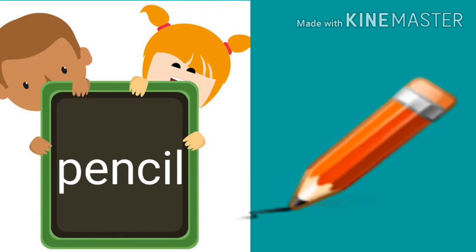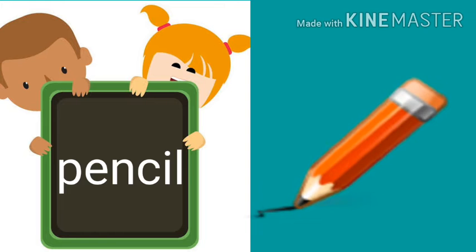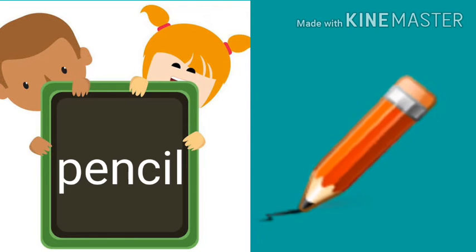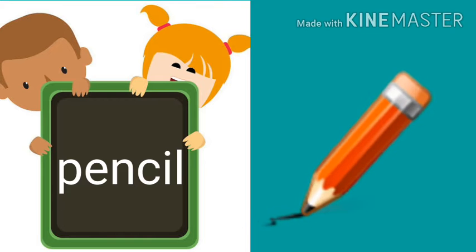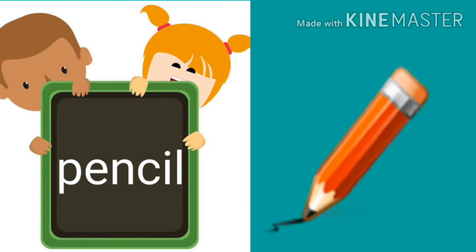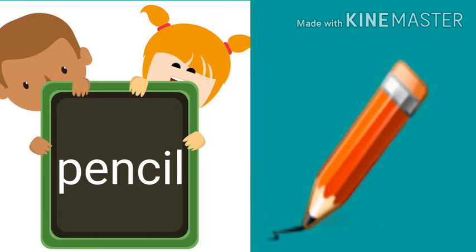Oh, what can you see in the picture? This is a pencil. What is this? It is a pencil. Pencil has a sound. So read with me and say aloud. Pan, pan, pan. Sil, sil, pan, sil. Pan, pan. Sil, sil, pan, sil, pan, sil.